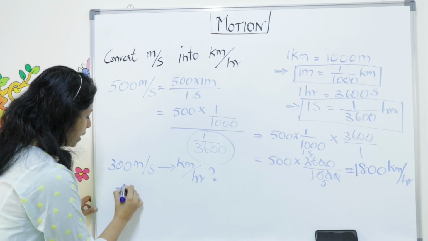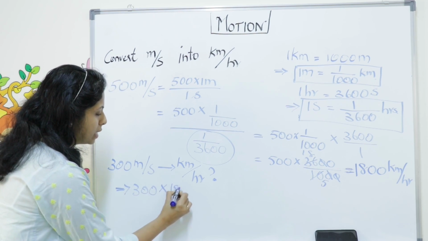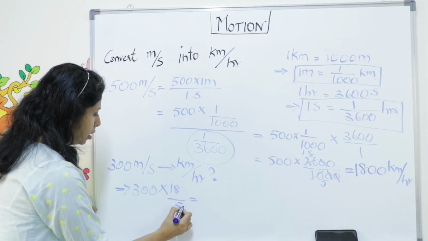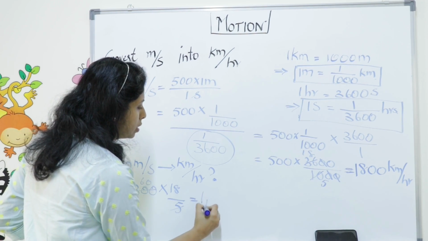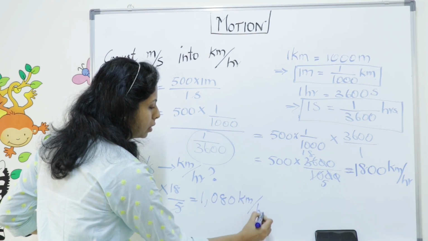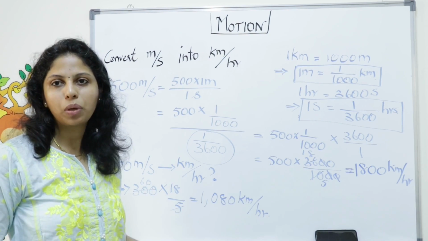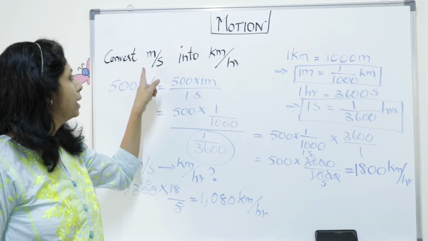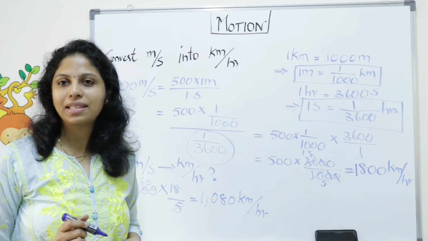So this you can write it as 300 into 18 by 5, which is nothing but 60, which is equal to 1080 kilometer per hour. So far we have learned how to convert from kilometer per hour to meter per second and meter per second into kilometer per hour. Now let's see a problem.